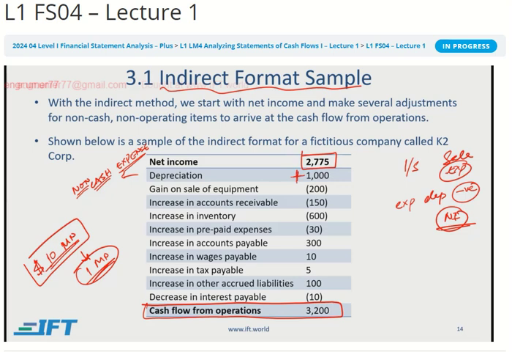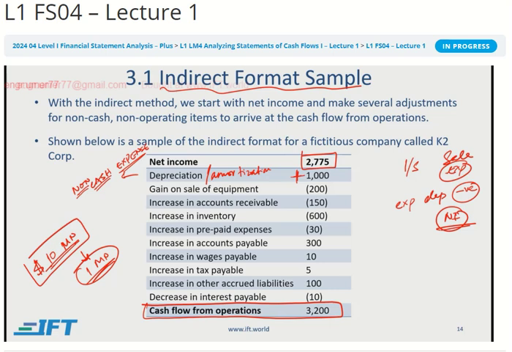So the first thing we do in our indirect cash flow from operating activities preparation is that we add back non-cash expenses. That could be depreciation, that could very well also be amortization, which is for intangible assets.